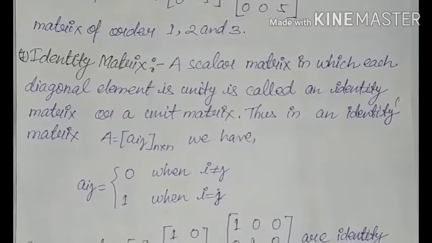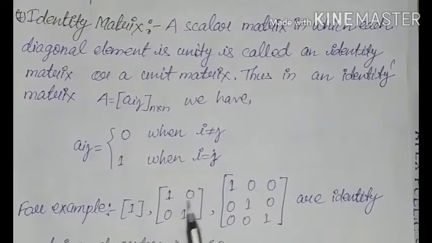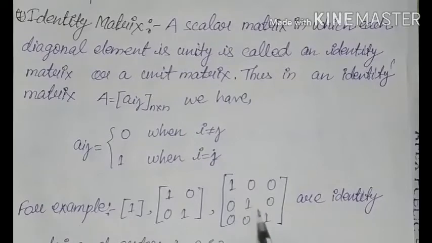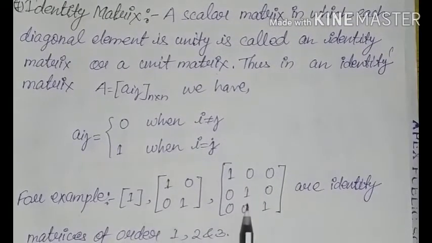For example, 1; 1, 0, 0, 1. At the place of the diagonal elements there is 1, and except for the diagonal elements, all elements are 0. That's why this is the example of an identity matrix of order 1, 2 and 3 respectively.